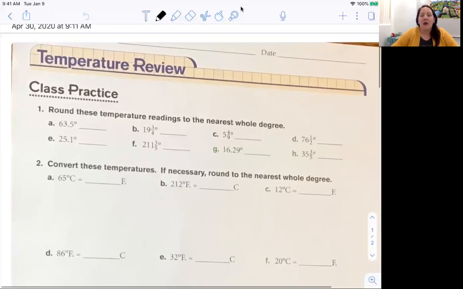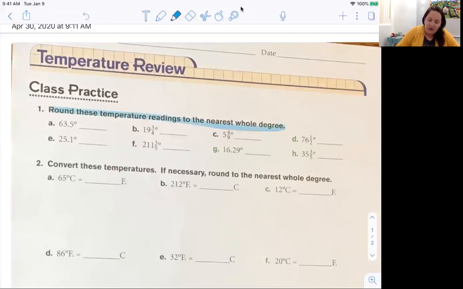It says, round these temperature readings to the nearest whole degree. When we round to the nearest whole degree, what we're looking for is the ones place, so it's immediately to the left of the decimal point. So let's say I had a number like 42.7. If I'm going to round to the nearest whole degree, I look at the ones place, and the tenths place is going to help me to round up or stay the same. So that's going to be the boss. So let's go ahead and get started.